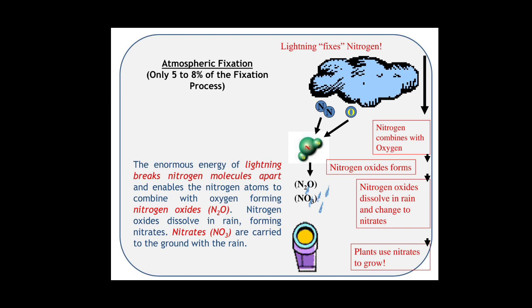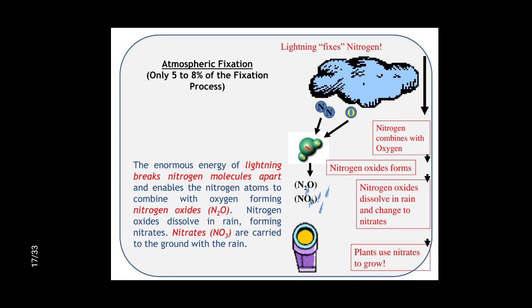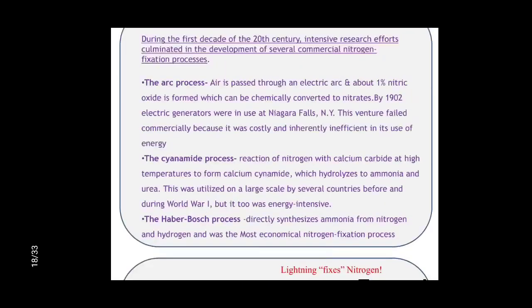The enormous energy of lightning breaks the nitrogen molecule apart and enables the nitrogen atoms to combine with oxygen to form nitrogen oxide. Nitrogen oxide dissolves in rain forming nitrates. Nitrates are carried to the ground within the rain. Now these plants use nitrates for their growth.